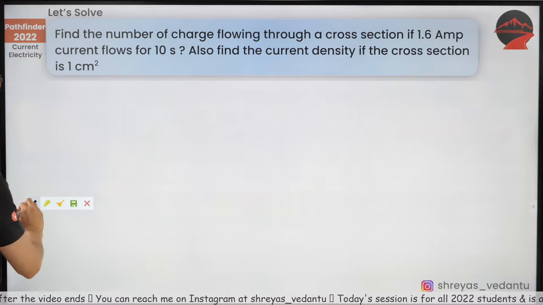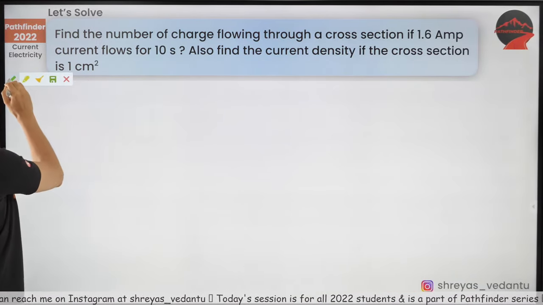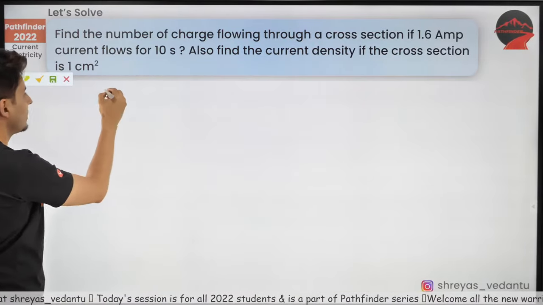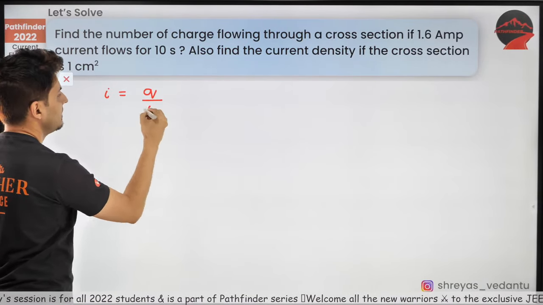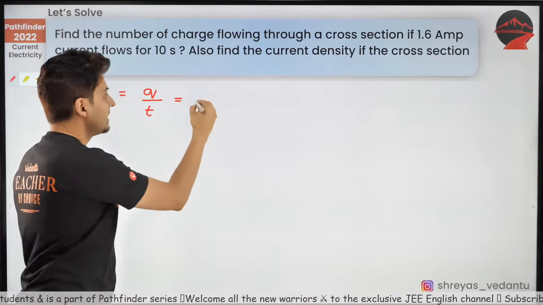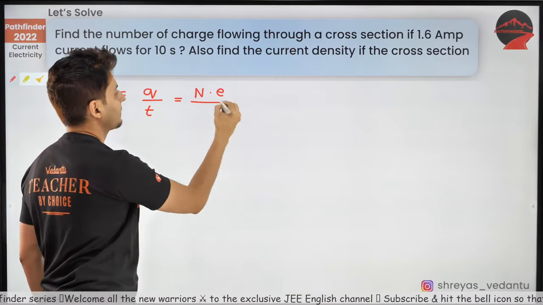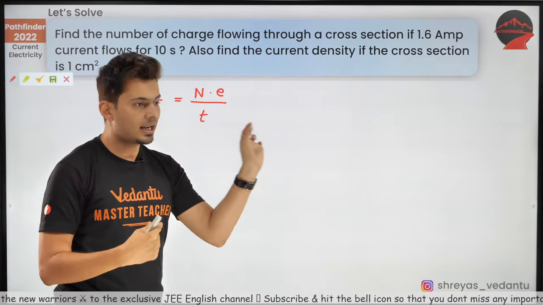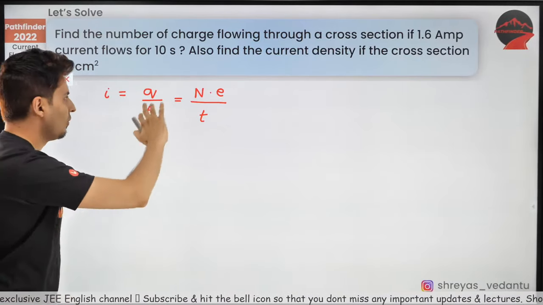Let's do this one by one. First of all, find the number of charges flowing through a cross section. I think I should go to this formula. Current is nothing but the charge which flows divided by time. But think about it. The charge which flows is the number of charges multiplied by the charge of each electron. Correct? That's the numerator. Now I think I know what to do next.